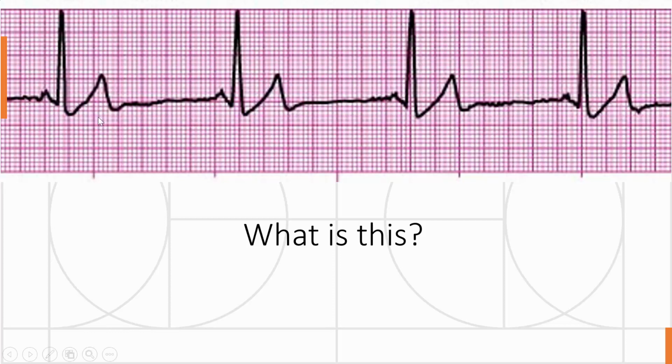So when we look at this PR interval, what we notice is yes, it is. And then we look at our QRS complexes. Are they similar in appearance? And are they within normal range? They are. So by now, hopefully, you have determined that this is sinus brady.